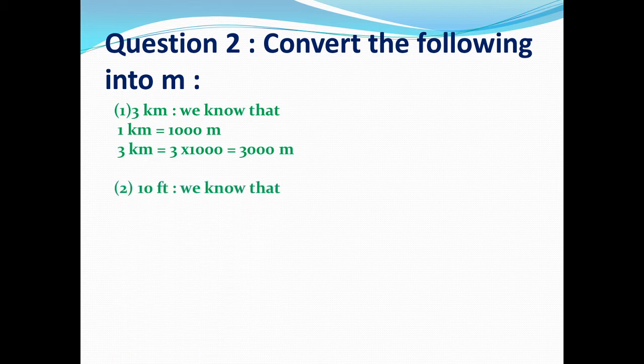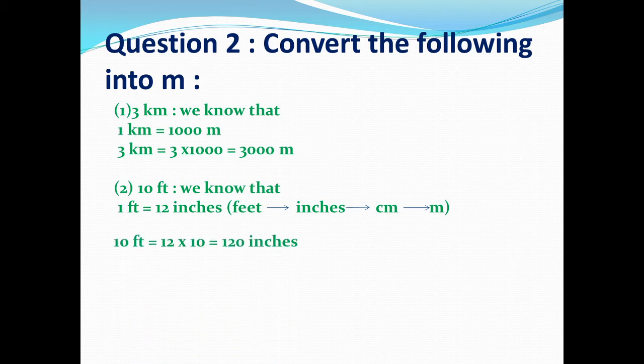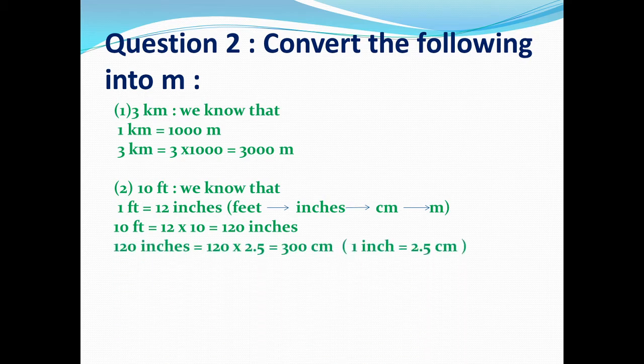Second question, 10 feet. So again, for conversion, first of all we will convert feet into inches, then inches into centimeter, centimeter into meter. Now we know that 1 feet is equal to 12 inches. So 10 feet is equal to 12 into 10, that is 120 inches. Now inches will be converted into centimeter. We know 1 inch is equal to 2.5 centimeter. So 120 inches will be 120 into 2.5 is equal to 300 centimeter.